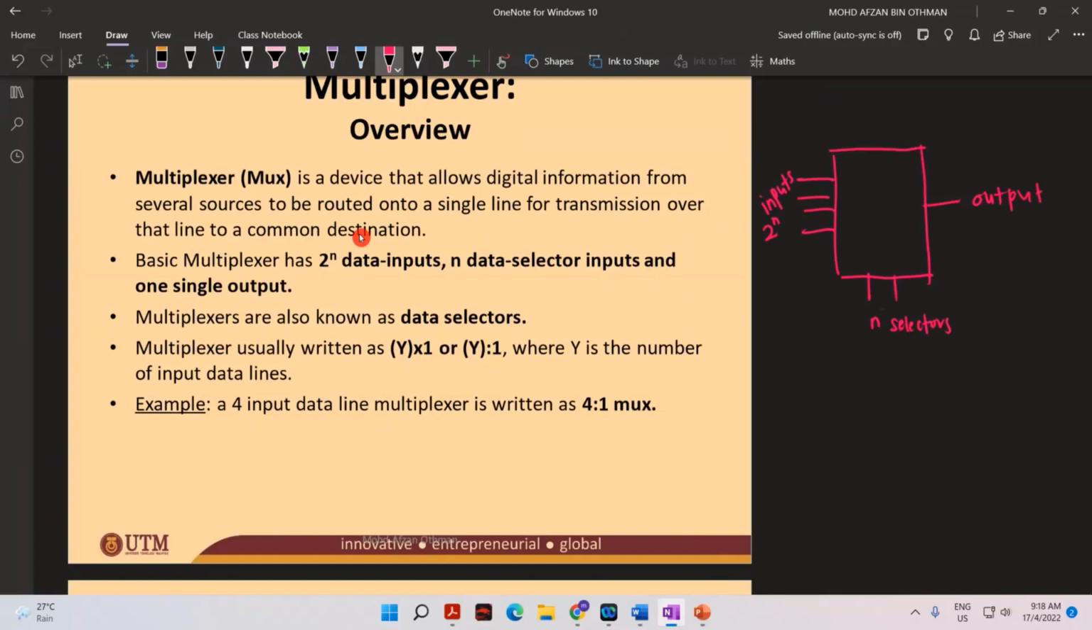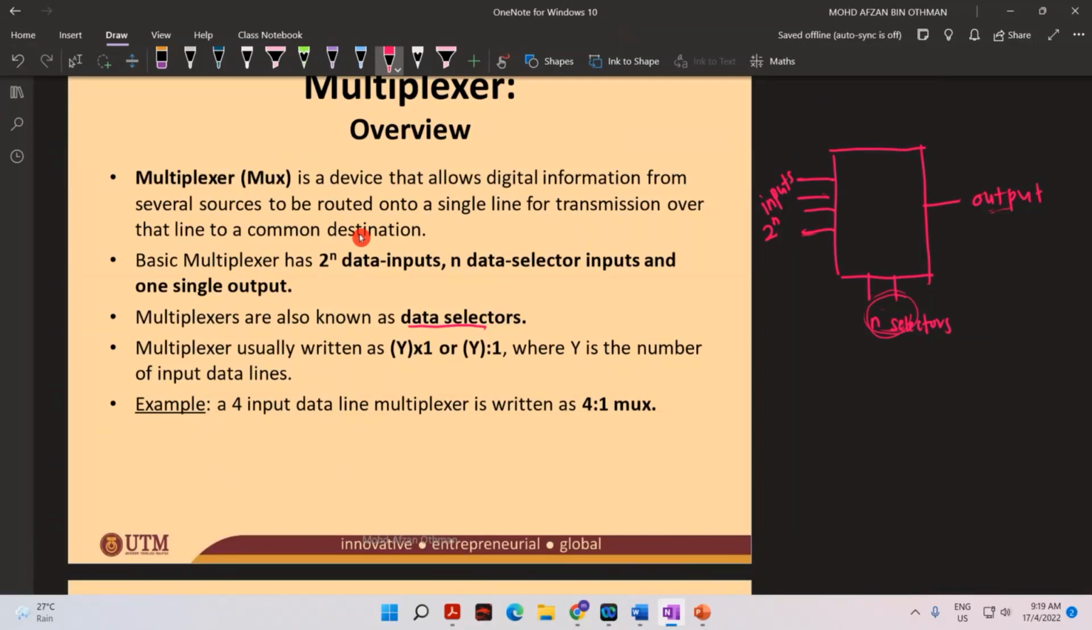For example, if you have 2 selectors here, the total combination of inputs will be 4. The output is still 1. This multiplexer is also known as a data selector. Why a data selector? Because the selector determines the output. The output will come either from this input, or from this input, or from the bottom input. The selector determines the output of the multiplexer.